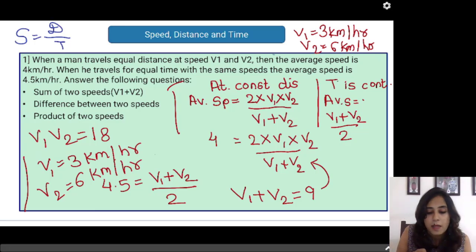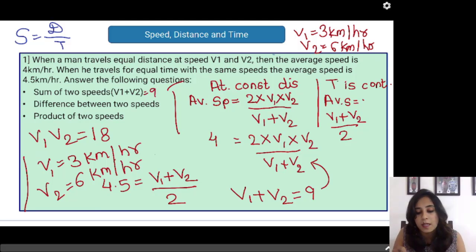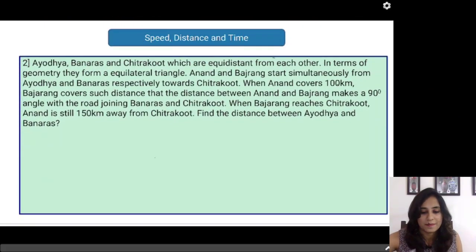Now, I am asked what is the sum of the two speeds. So the sum of two speeds is 9 kilometers per hour. The difference between two speeds is 3 km per hour and the product of two speeds is 18 km per hour. So I've solved the first question. Let us go to the next question.